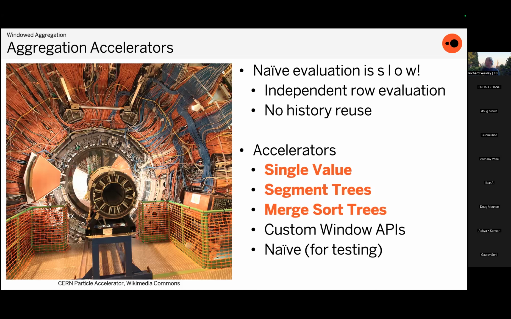So we've come up with this thing called aggregation accelerators. And there's three big ones I'm going to talk about here. We also do have an implementation of the naive one, which is very useful for checking whether these complicated algorithms actually do the right thing. And if you turn off the optimizer, we will do that. It'll be slow, but it's almost certainly correct.